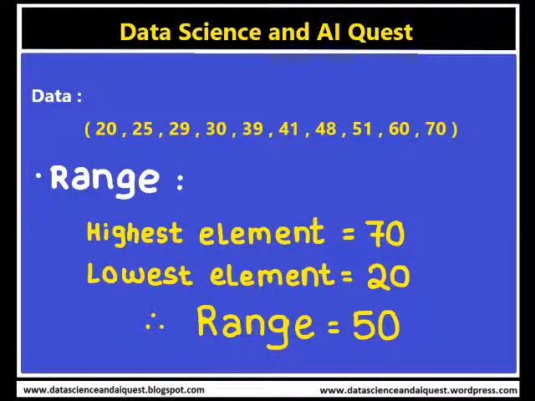So the data that has been provided is in this format, and the range needs to be calculated over this data set. You can see the highest element is 70 in this sample data and the lowest element is 20. Therefore the range is the highest element minus the lowest element, that is 70 minus 20, which comes to be 50.